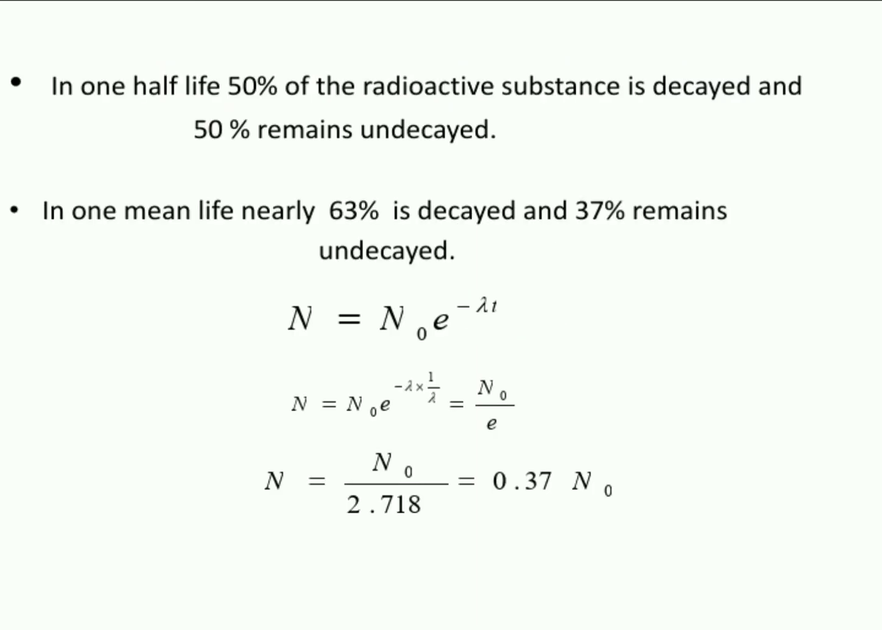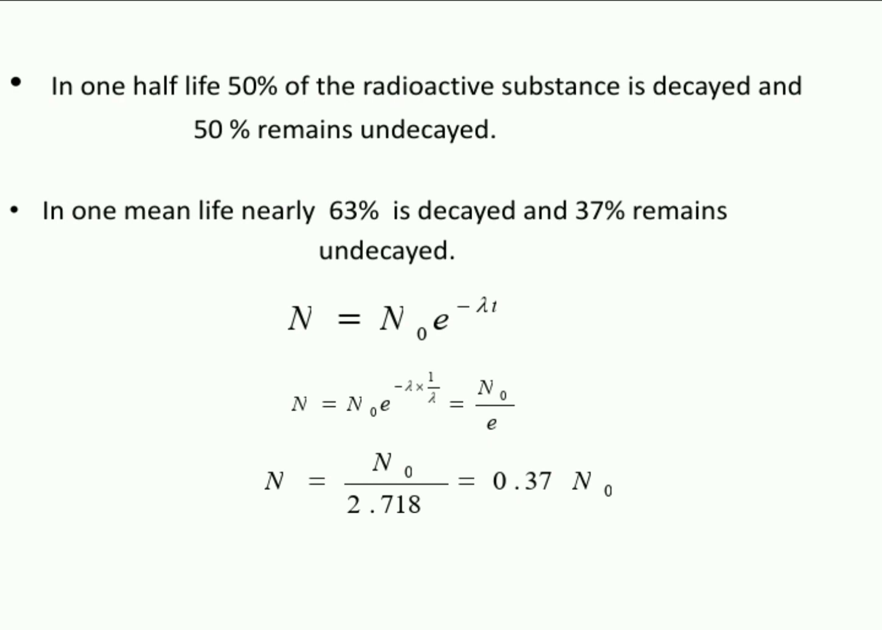Then remember these 2 points. In one half-life, 50% of the radioactive substance is decayed and 50% is undecayed. Now let's see what percentage is decayed and what is left undecayed in one mean life. When you calculate, it comes out to be 63% decayed and 37% remaining. But let's see how it is obtained.